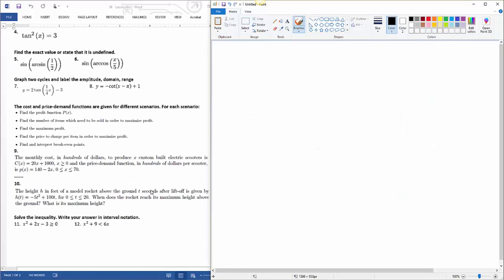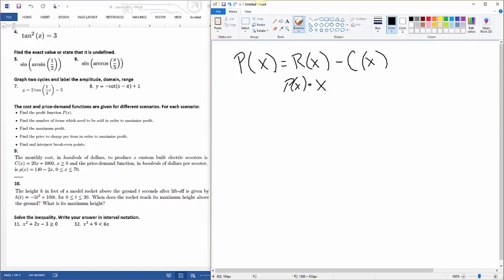All right, it says find the cost demand function. So you may have to go back and review a little bit on this, but remember your profit function P of x is revenue minus cost. To find revenue, you take your price demand function and multiply it by x. The first bullet point says find the number. This next bullet point says find the number of items which need to be sold in order to maximize profit. Remember, once you create your function, that equals the number of items.